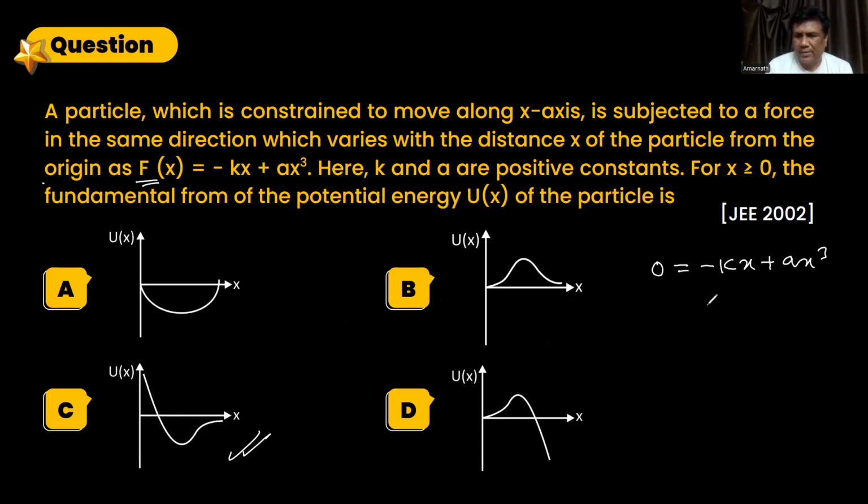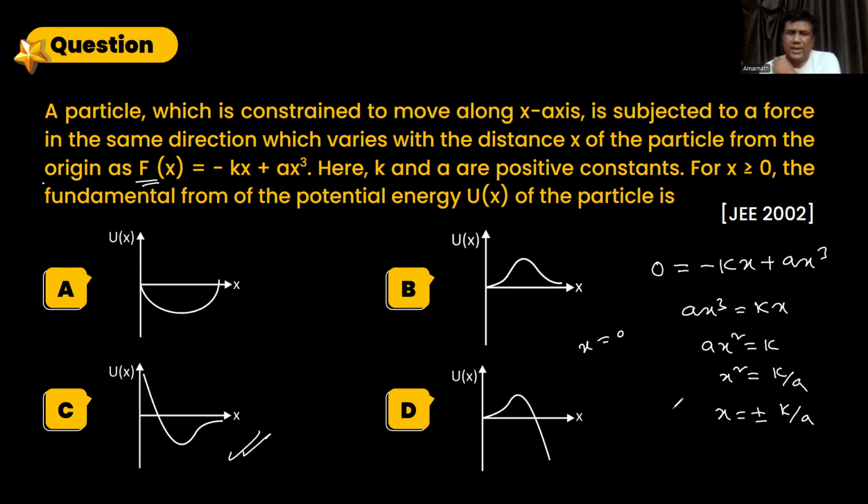So what does it mean? It means ax cube equal to kx. So from that I can say that one x is 0. If you solve it, you can find ax square equal to k. It means x square equal to k by a, so x equal to plus minus root of k by a. So there are 3 points where force will be 0.